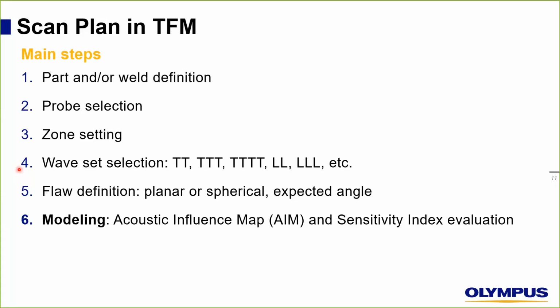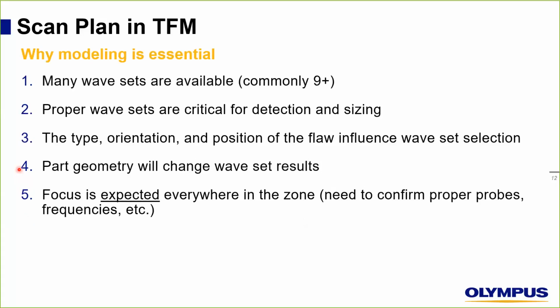Following these five steps, X3 will generate an acoustic influence map, or AIM. This is what we call modeling, and we will see that modeling is very important. It is essential actually, because many wave sets are available, commonly more than nine. When we talk about wave sets, we are talking about 2T, 3T, etc. Proper wave sets are critical for detection and sizing. If we don't select the right wave sets, probably we won't have a good detection and of course a good sizing. The type, the orientation and position of the flaw influence wave set selection as well. Part geometry will change wave set results. Focus is expected everywhere in the zone, but it needs to be confirmed by using the proper probes, frequencies, etc. So modeling is really a very essential tool when building a scan plan in TFM.